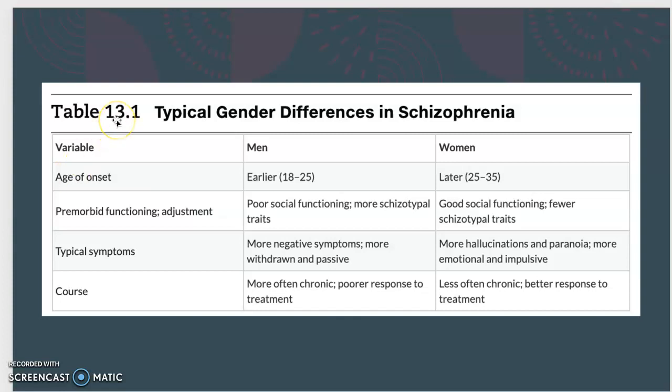Age of onset: men tend to have earlier onset of schizophrenia, being 18 to 25, while women is later, 20 to 35. Pre-morbid functioning: men have poor social functioning and more schizotypical traits, while women have good social functioning and fewer schizotypical traits. Typical symptoms for men are more negative symptoms, more withdrawn and passive, while women have more hallucinations and paranoia, and are more emotional and impulsive. And the course: men have more chronic illness and poor response to treatment, while women are less chronic and have better response to treatment.